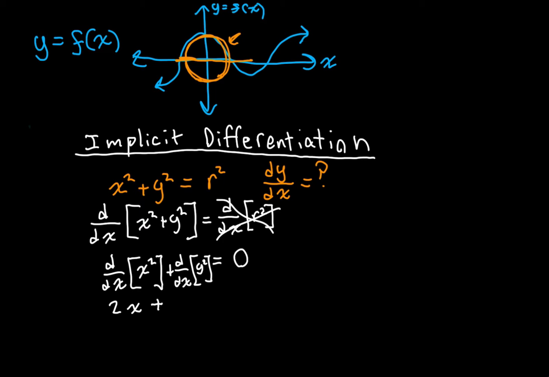plus, well, what's the derivative with respect to x of y squared? And this is the really interesting part. This brings us back to the chain rule. If we're taking the derivative with respect to x of y squared, that's really just the same as having two functions, one inner function and one outer function.